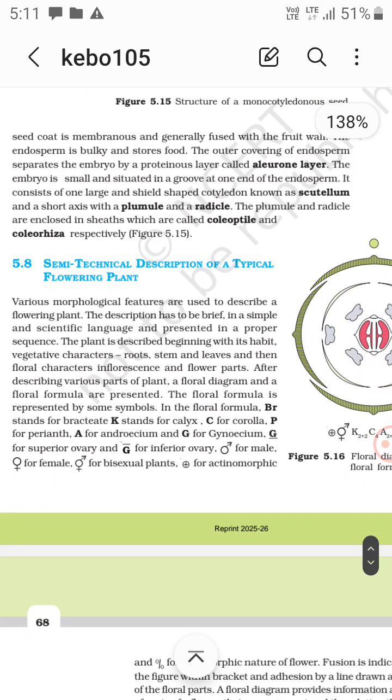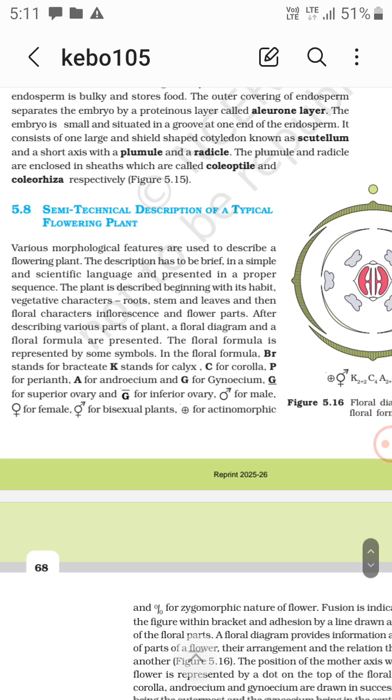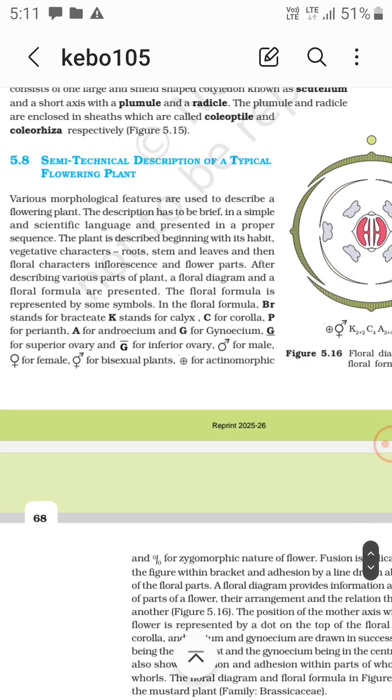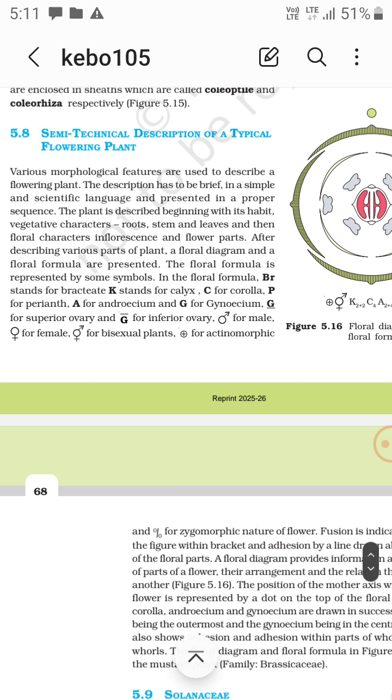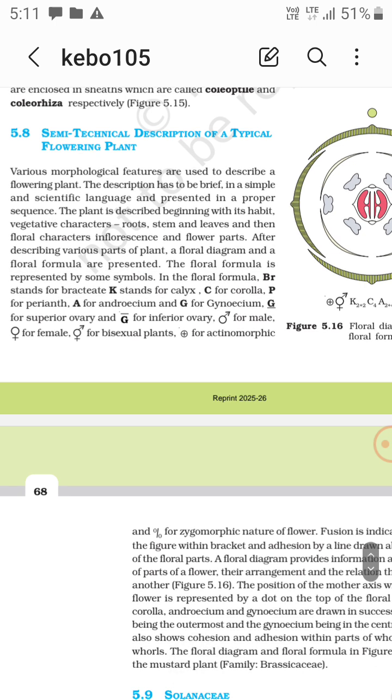And then the semi-technical description of a typical flowering plant. So semi-technical description of a typical flowering plant, right? Now the plant is described beginning with its habit, vegetative characters, roots, stem and leaves, and then floral characters, inflorescence and flower parts. So this is how a plant is described, beginning with its habit, vegetative characters, that is roots, stem and leaves, and then floral characters, that is inflorescence and flower parts.